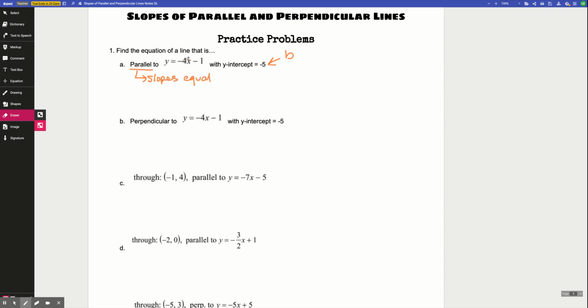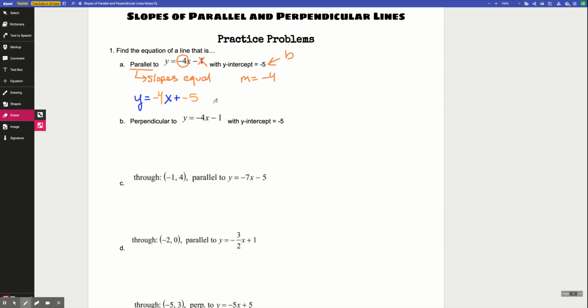So all I need to do is take the slope from the original equation. Remember, I don't care about the y-intercept. So now I have my slope. If my original slope was negative 4, then my new slope is also negative 4. So m equals negative 4 and b equals negative 5. I'm just going to combine those two things. Remember, my equation of a line is y equals mx plus b, and I left some blanks so that we could fill those values in. So m is negative 4, and b is negative 5.